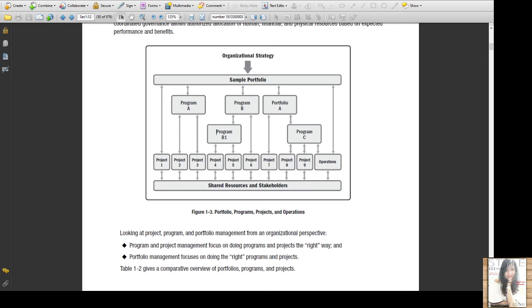I cannot understand this. In Figure 1-3, sample portfolio. So this is organizational strategy, sample portfolio. There are Program A, B, and C. Program 1, Program A, Program B, Program B1. So, shared resources and stakeholders.